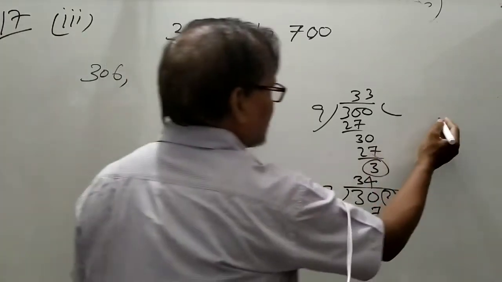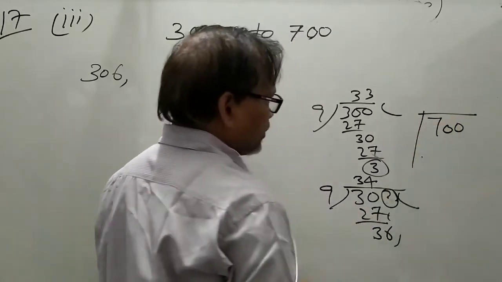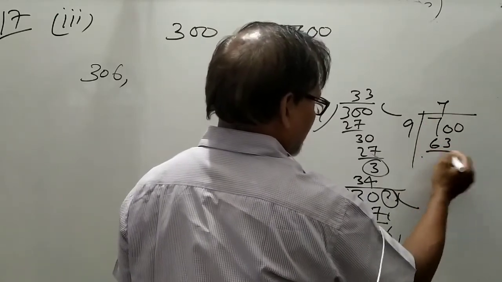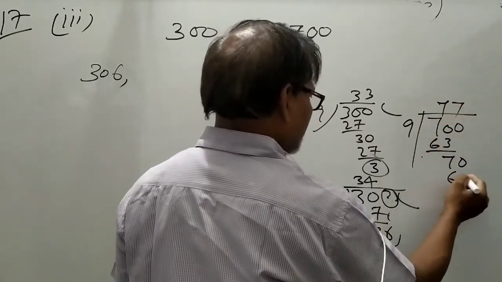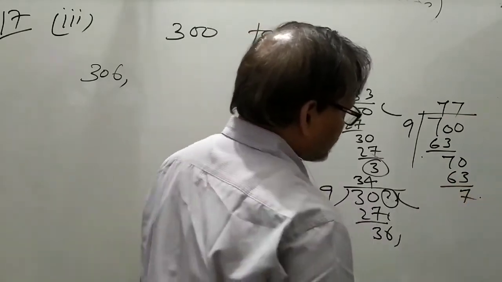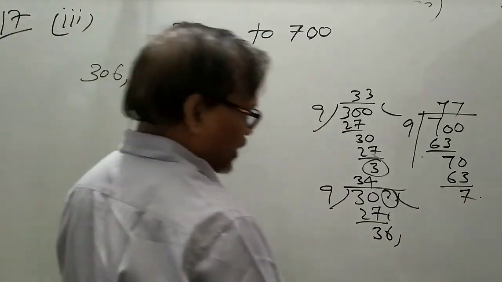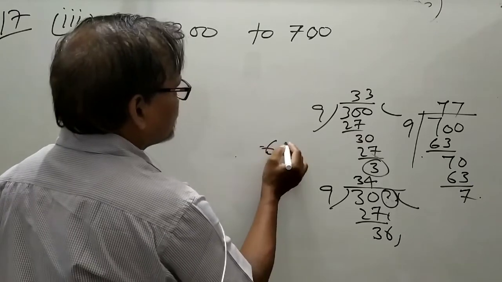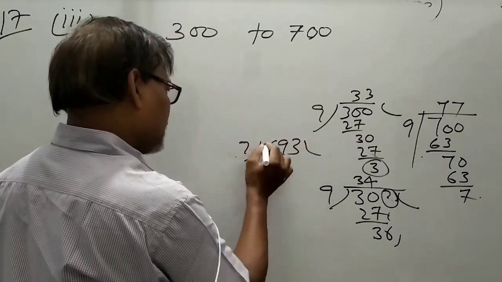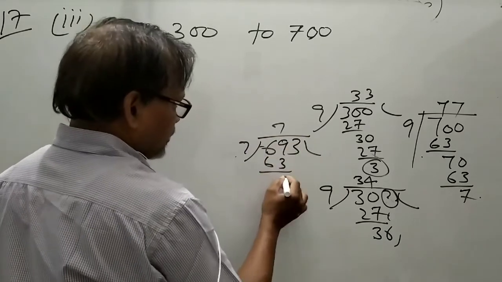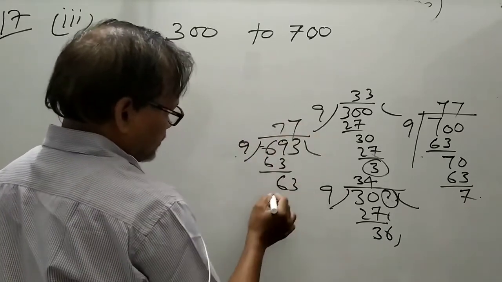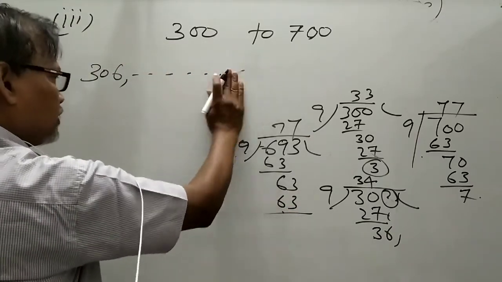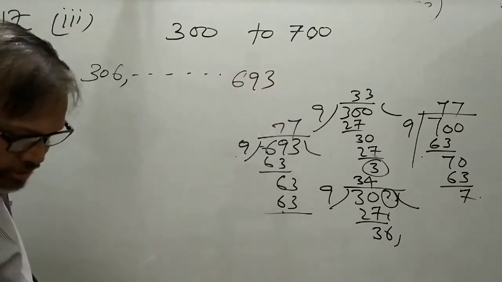Before 700, what will be the last multiple of 9? Divide by 9: 9 times 7 is 63. If we subtract 7 from 700, how much is it? 693 divided by 9: 9 times 7 is 63, and 9 times 7 is 63. Yes. So the last number will be 693. This is the way to find it.